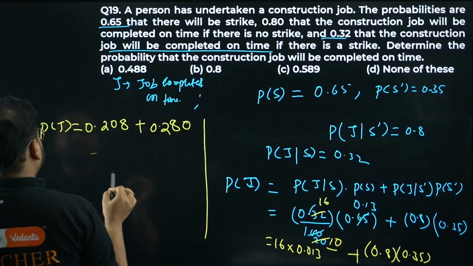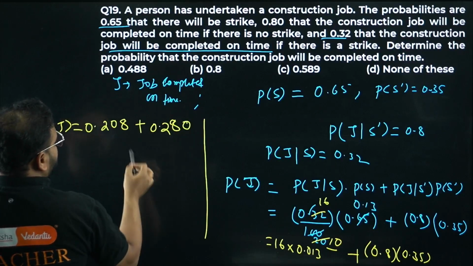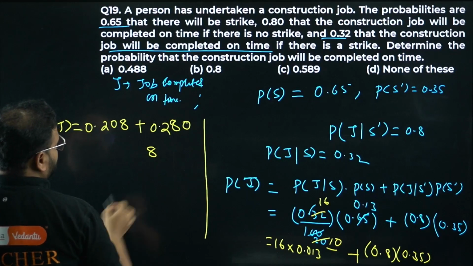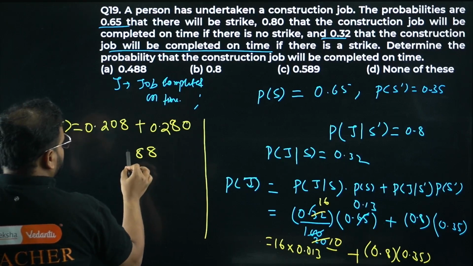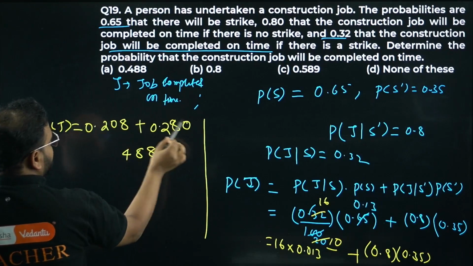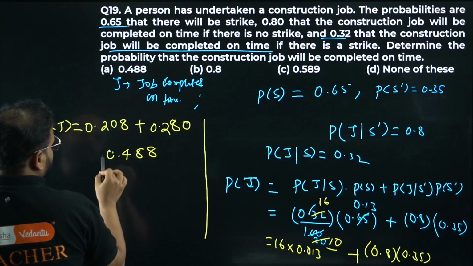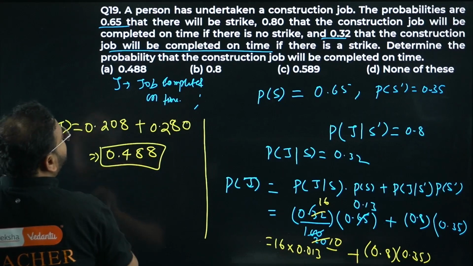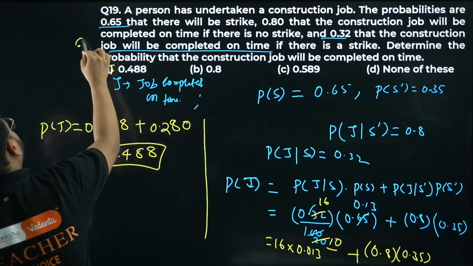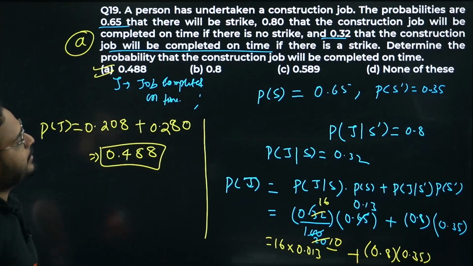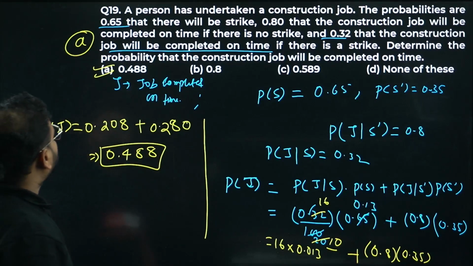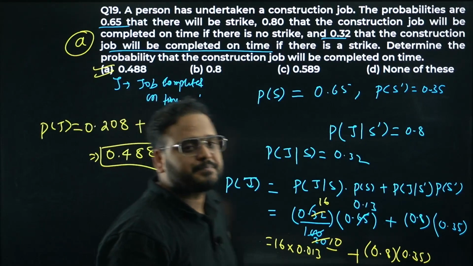Add it. We have 8 plus 0 as 8, and 8 plus 0 one more time 8, and this is 4. Correct now? 8 plus 0 is 8. Correct. 0.488 is the answer. Option A looks good. 19th is option A. Done. Please have a look.